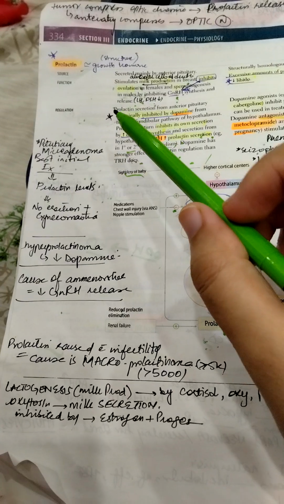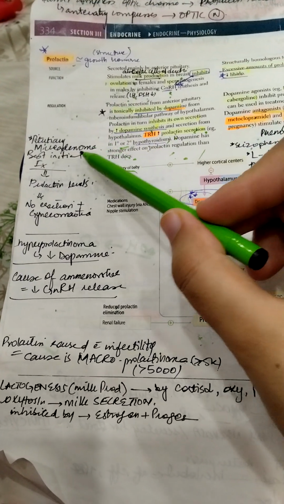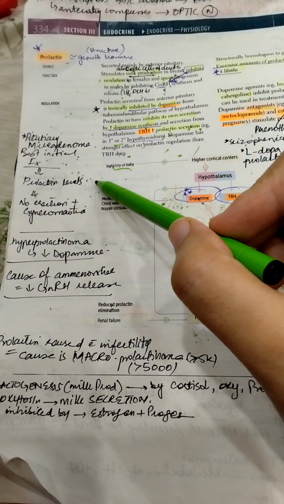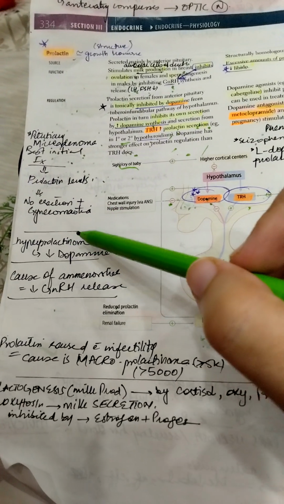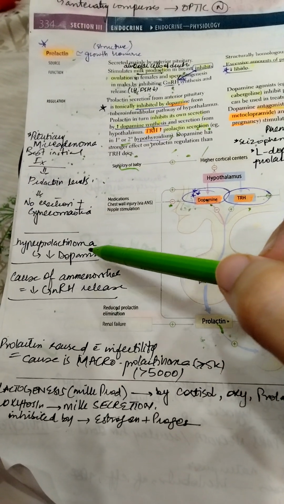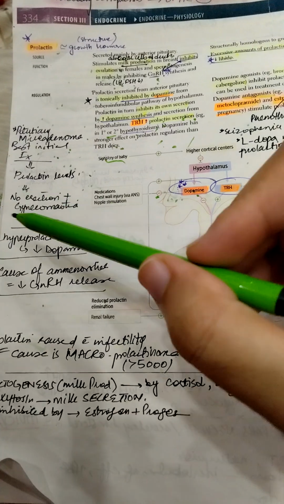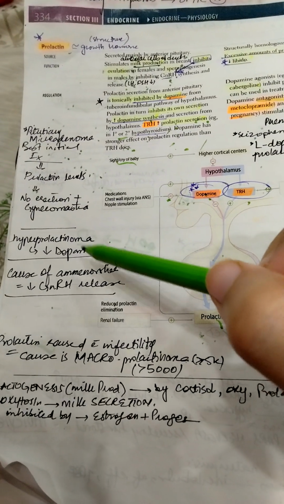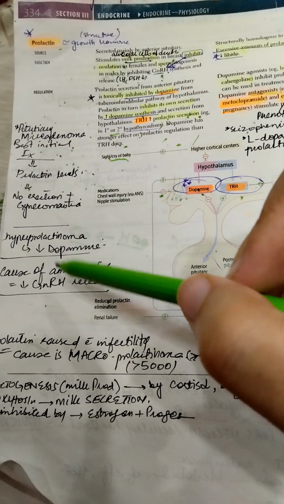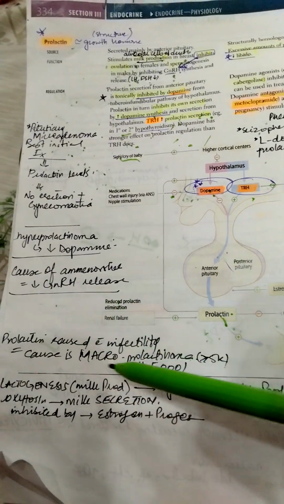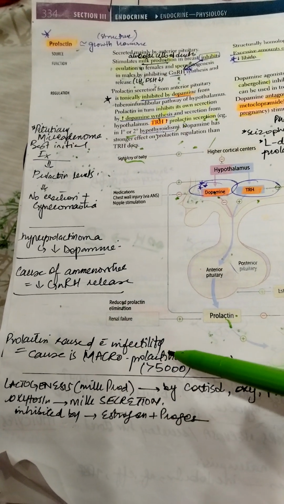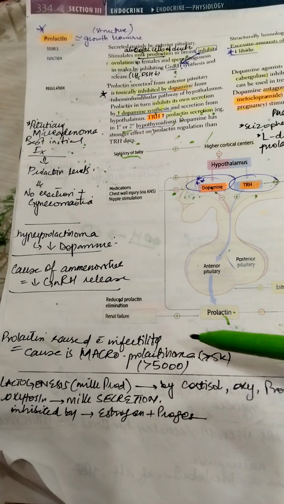If there is a pituitary microadenoma, the best initial investigation would be prolactin levels, right? And also hyperprolactinemia will cause decreased dopamine. Obviously they are inversely linked with each other. The cause of amenorrhea is obviously decreased GnRH. Then prolactin raised with infertility, then the cause is a macroadenoma, the bigger one.